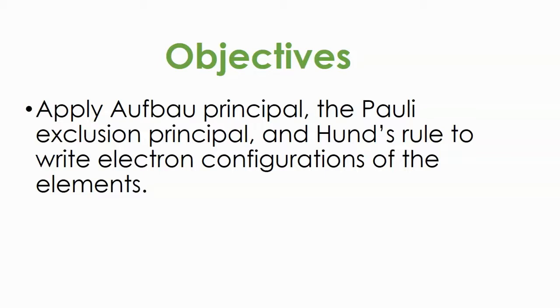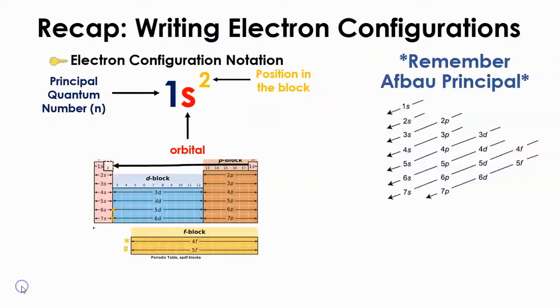In this video, we're going to apply Aufbau's principle, the Pauli exclusion principle, and Hund's rule to write electron configurations using noble gas configuration. So just to recap on how to write electron configuration: you learned the electron configuration notation, which has our principal quantum number, which is our n, our orbital or block, or sublevels, and our exponent that tells us what position the block is in. We also went over Aufbau's principle, and we used that principle to write different electron configurations for elements.